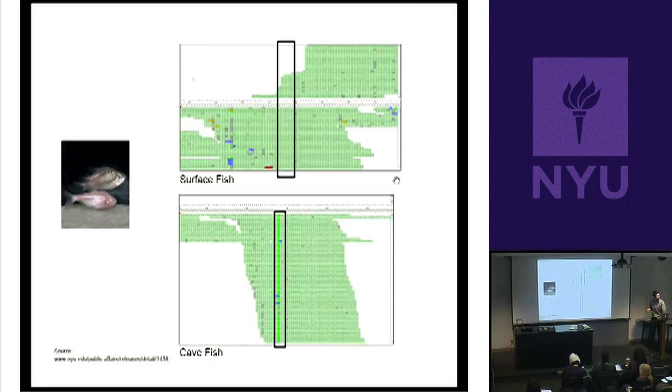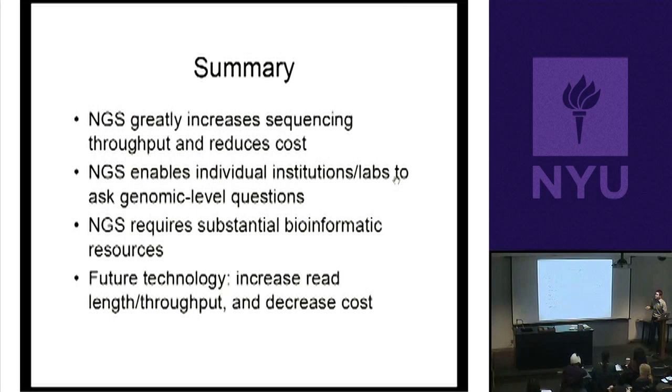I'm about to run out of time, so I'm going to skip this last part. Suffice to say that you know about DNA and RNA, and RNA is the expression of your genes, and we can use next-generation sequencing to sequence all of the RNA expression of your genome.